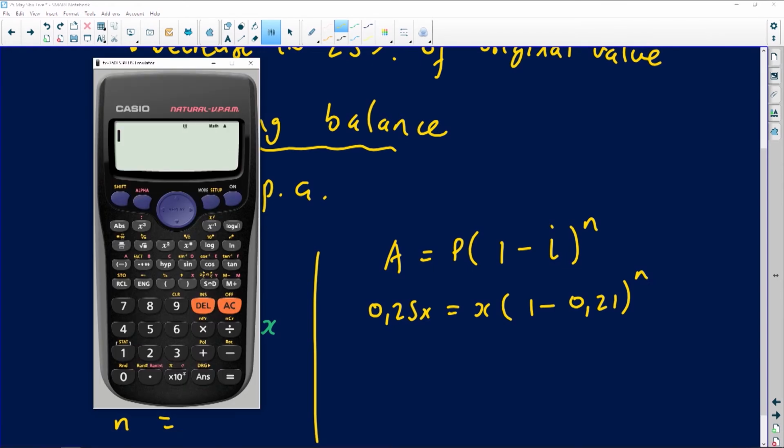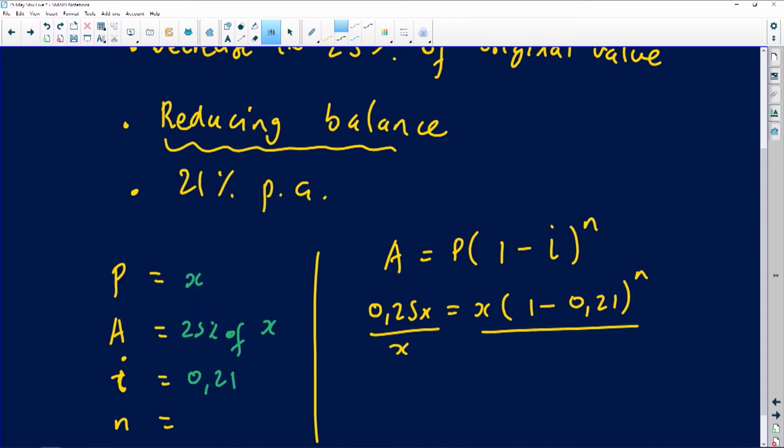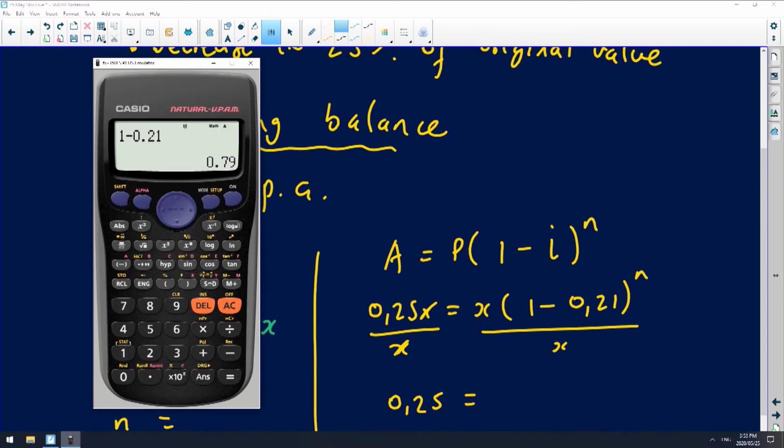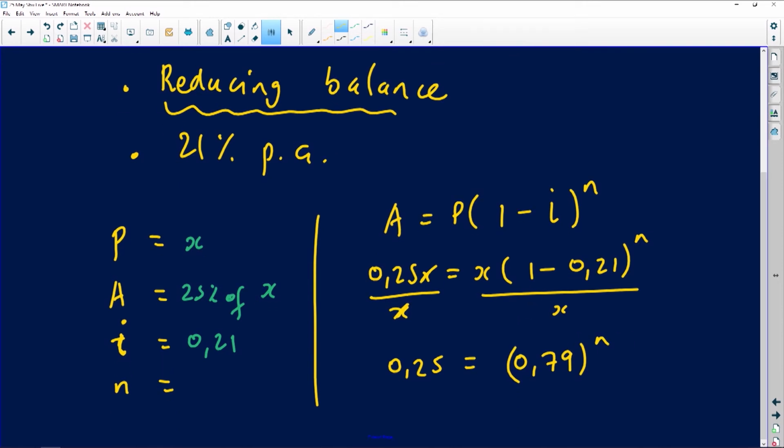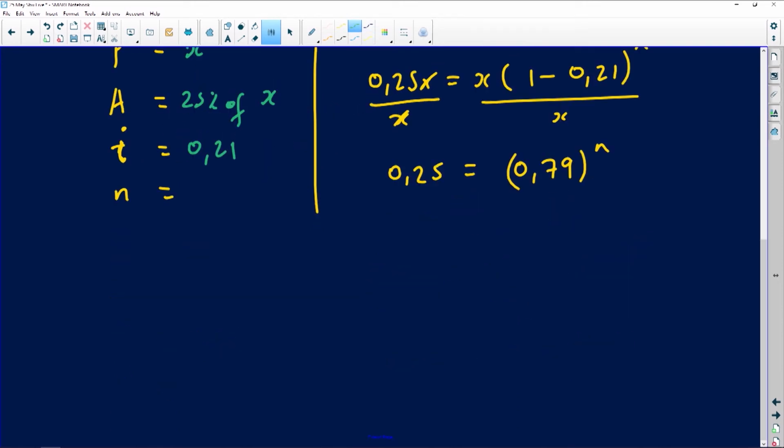We're looking for that, right? So call your calculator and ask it, what is 1 minus 0.21? It's giving you 0.79. So first of all, over X, that is gone. I've got 0.25 equals 0.79 to the power of n. Now here is a problem. We are looking for n, which is an exponent. How do you work out an unknown exponent? You log. So log on the left-hand side. What you do on the left, you need to also do on the right. Log on the right-hand side to the power of n. After logging, you can then bring down the n.